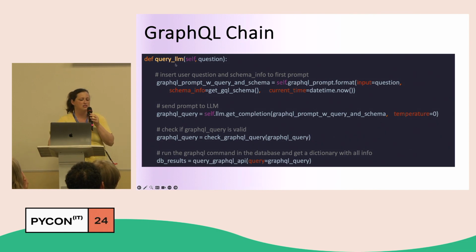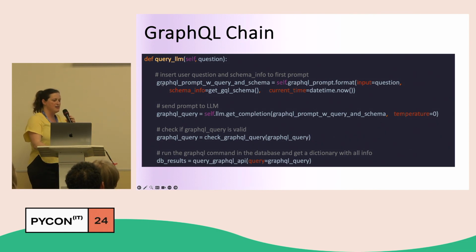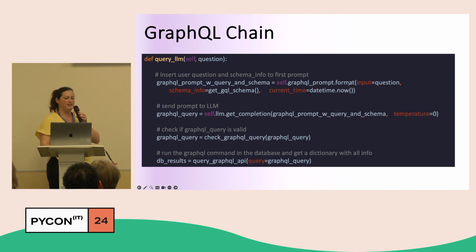Okay, so this is how it looks. It's a function inside the class. The GraphQL prompt is an f-string, and at runtime we put in the doctor question and the GraphQL schema. We send it to the LLM, so we get the GraphQL query. We need to check if it's syntactically okay, or do other checks that we want to do. And then we can run it and get the database results.